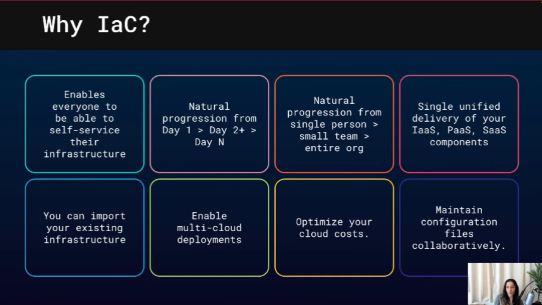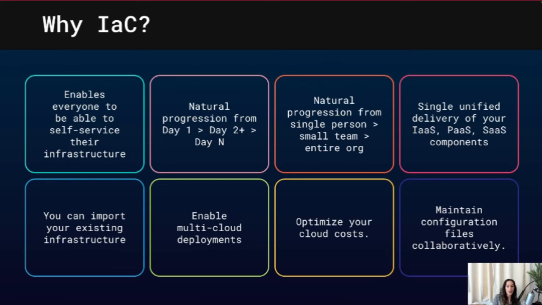When you use infrastructure as code, you get this single unified delivery of all of your infrastructure as a service, platform as a service, software as a service components. And again, I don't want to have to use one tool for my infrastructure, one tool for my observability, and one tool for every service that I add to my application. I have this one single unified delivery of all of these components, and I get this really holistic view of what's happening in my application.